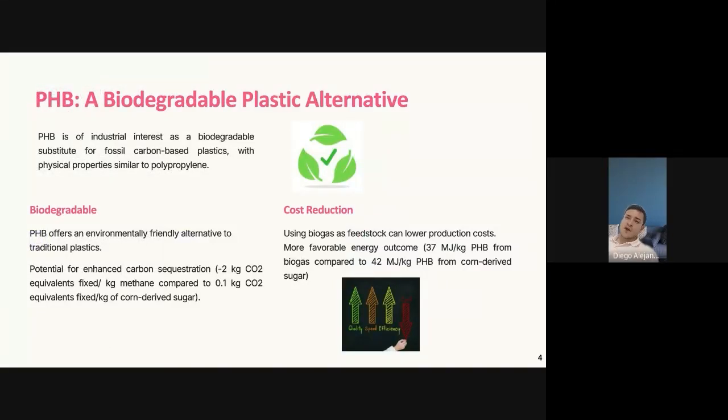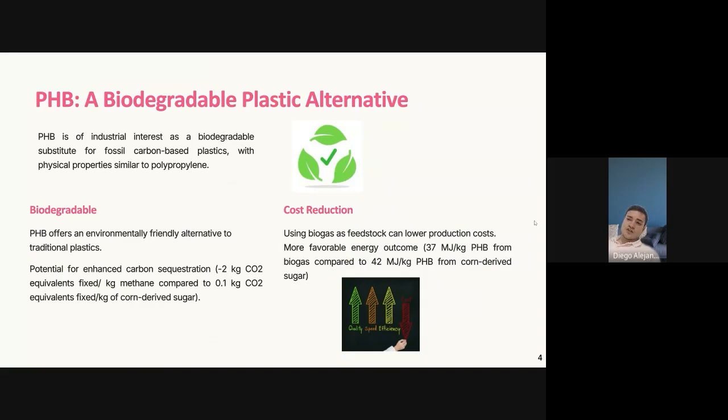PHB, a biodegradable alternative to plastic. PHB is of industrial interest as a biodegradable substitute for fossil carbon-based plastic, with physical properties similar to polypropylene. Using biogas from wastewater treatment plants and landfills as feedstock can reduce cost and improve energy outcomes.